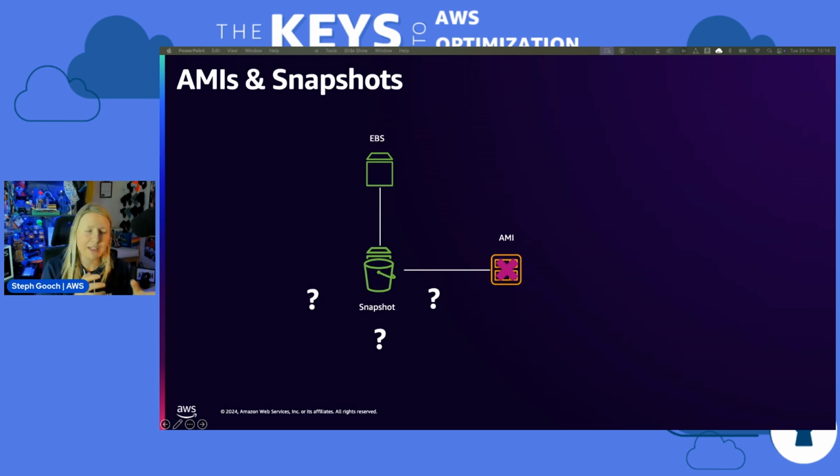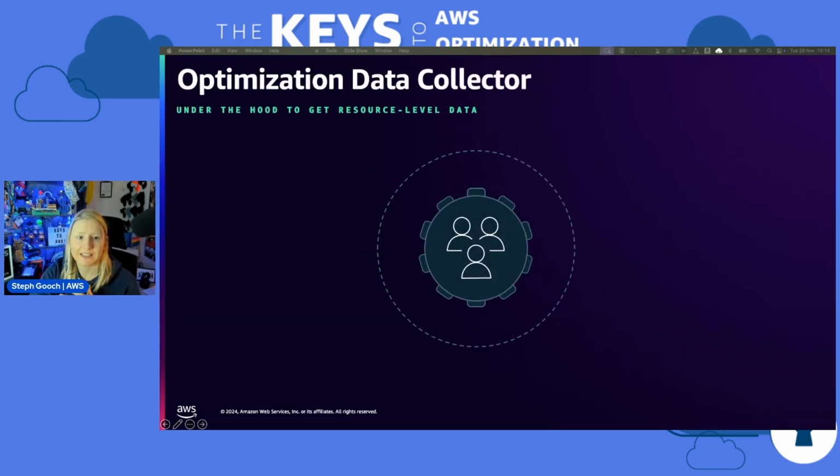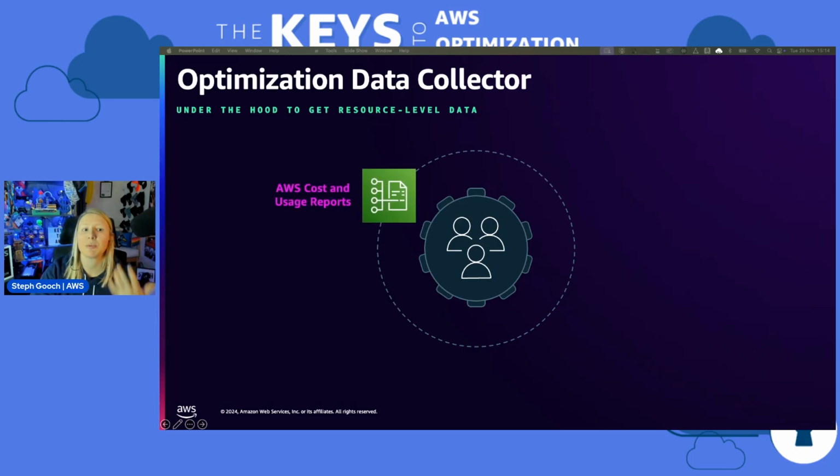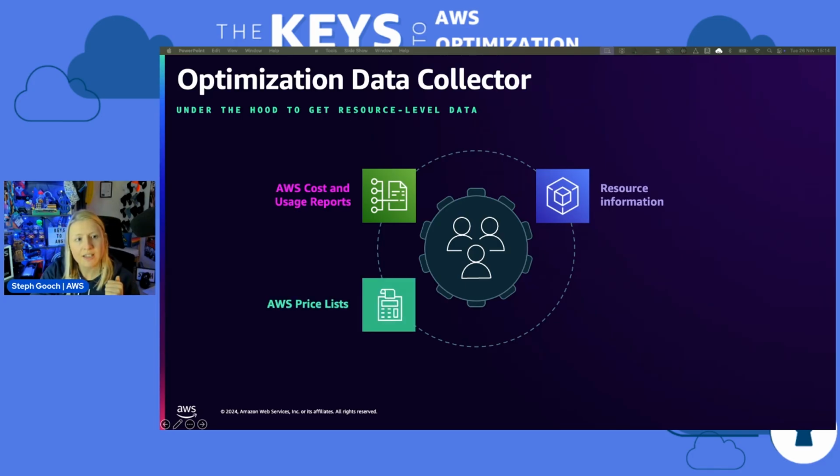Now, we need to find out this connective tissue between our snapshots and AMIs, and this is not natively in the CUR. So what we've done, we've built something called the optimization data collector. What this will do is pull in your cost and usage data, your resource information, like we mentioned, those AMIs and snapshots. It will also bring in things like price lists if you need it for certain queries, and also give you queries like the one we're going to go through so that you can start to analyze this data.